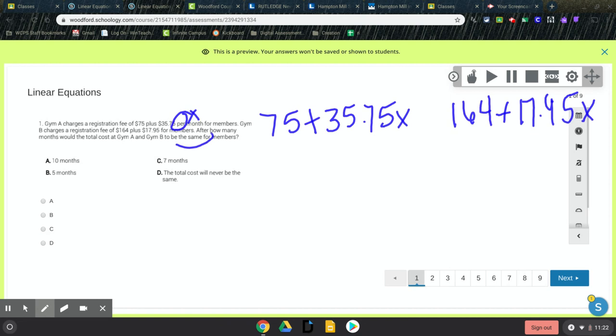When will they be the same? So I'm going to set them equal. Remember, you need to get all your variables on one side, all your constants on the other. Refer to your steps on your cheat sheet for multi-step equations.